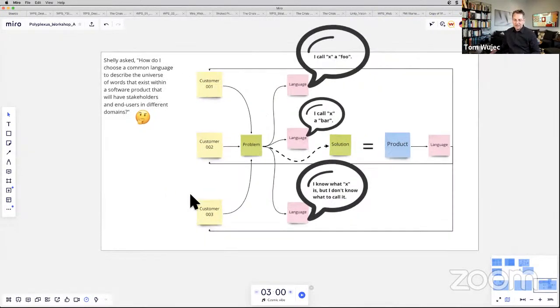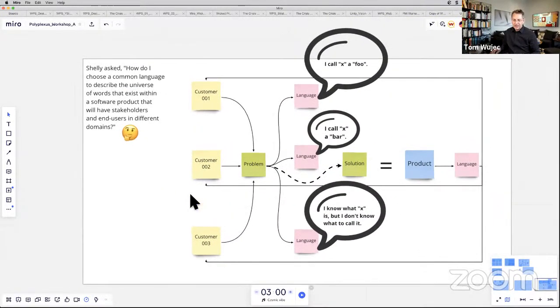Okay, so your idea is, how do you choose a common language to describe the universe of words that exists within a software product that will have stakeholders and end users in different domains? Great. So before we go through it, I'm going to ask you the question: is that the right question?